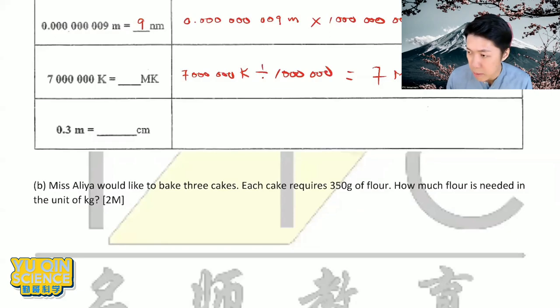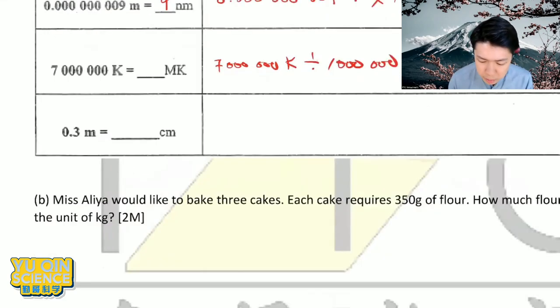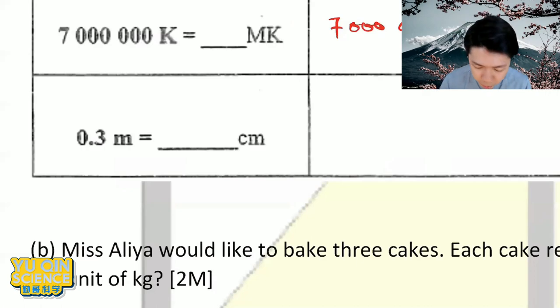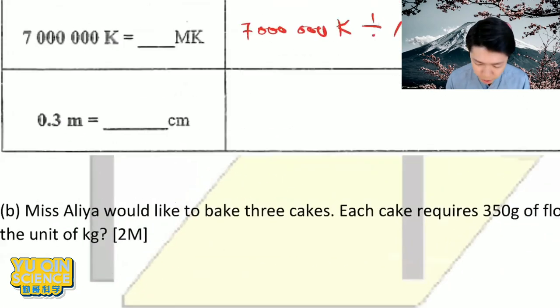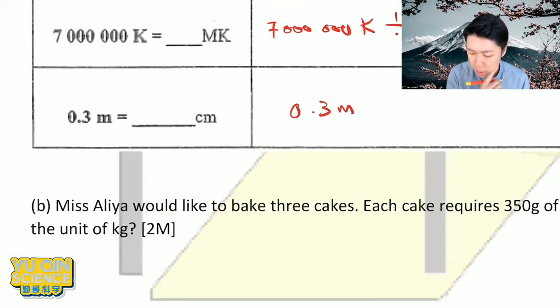All right, last one, everybody. 0.3 meter to centimeter. Hey, this one is very simple. This one is your kindergarten stuff, isn't it? So 0.3 meter becomes centi.